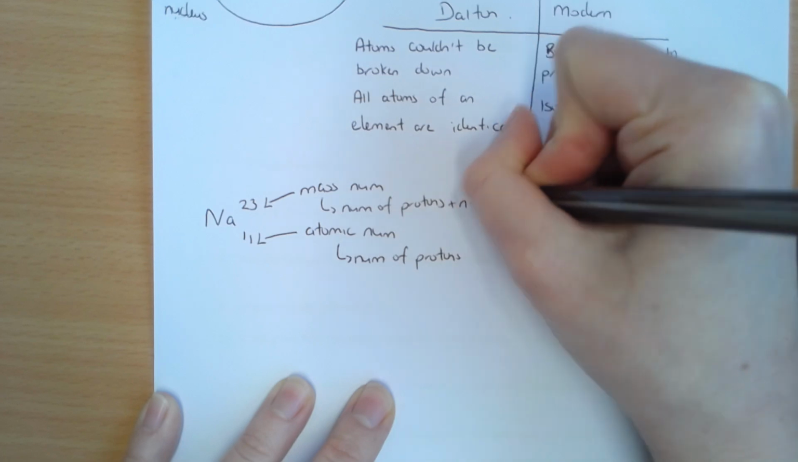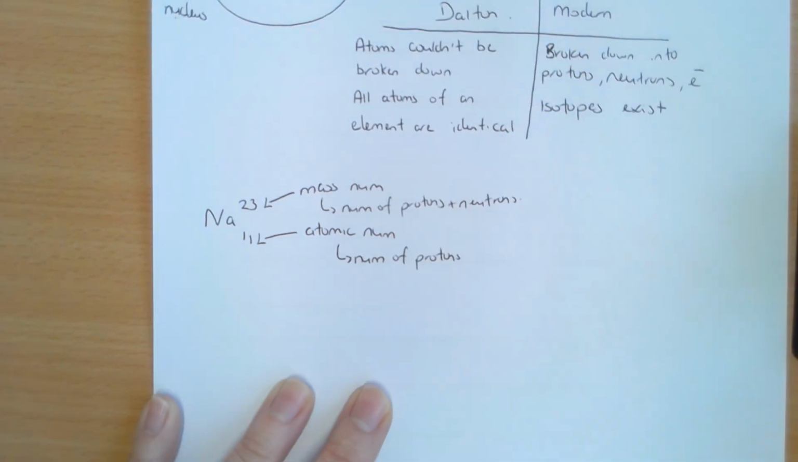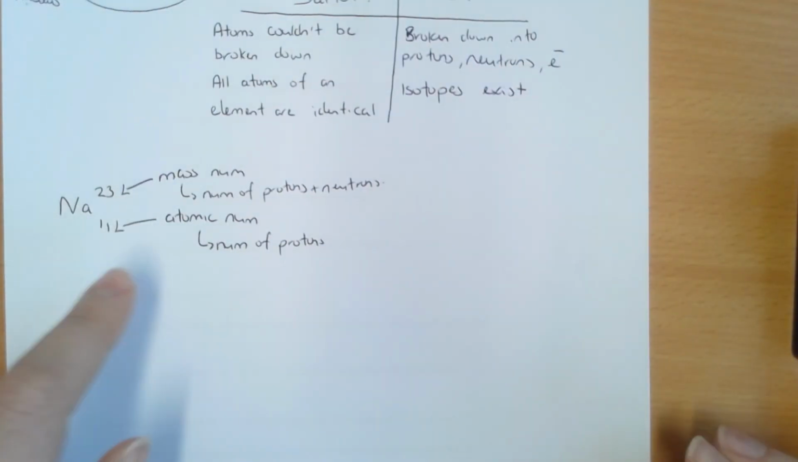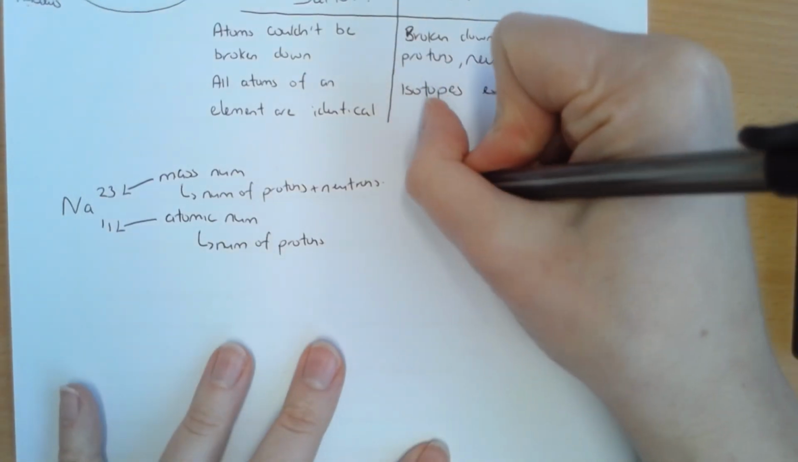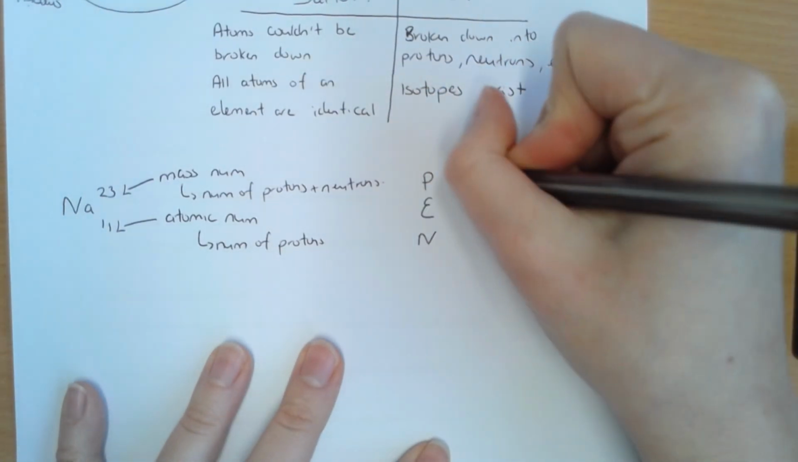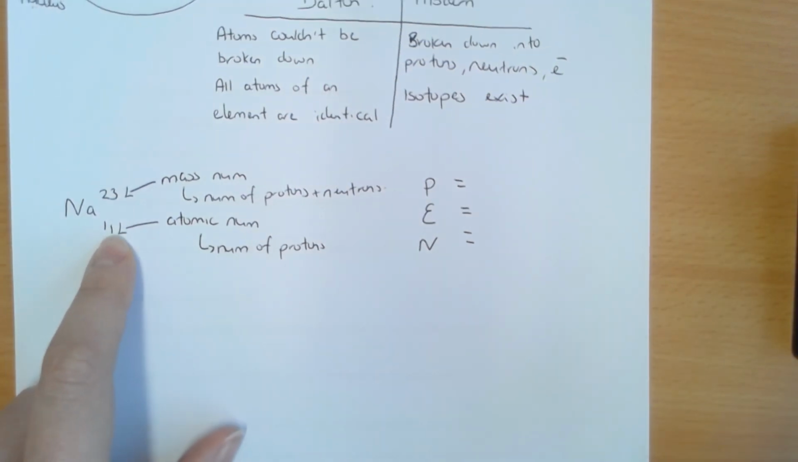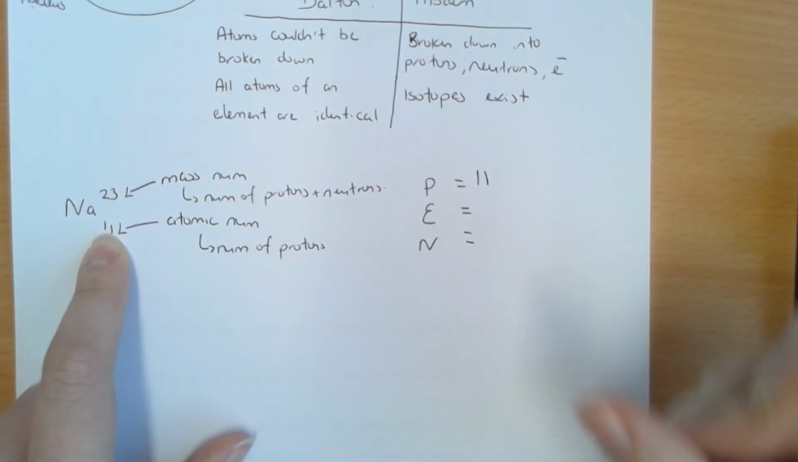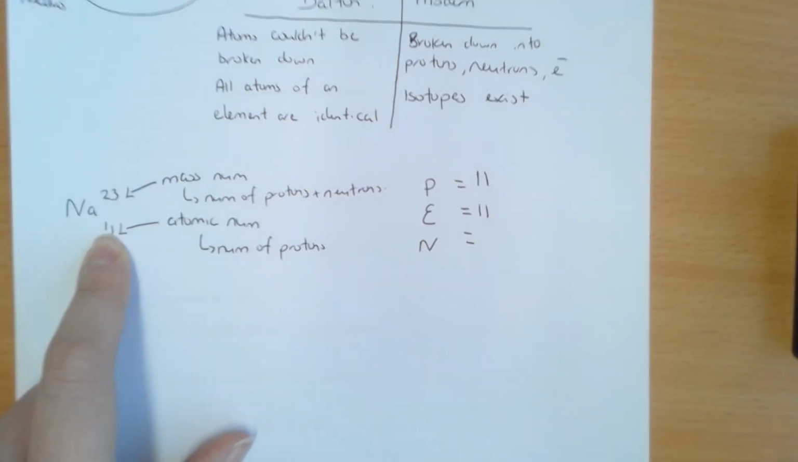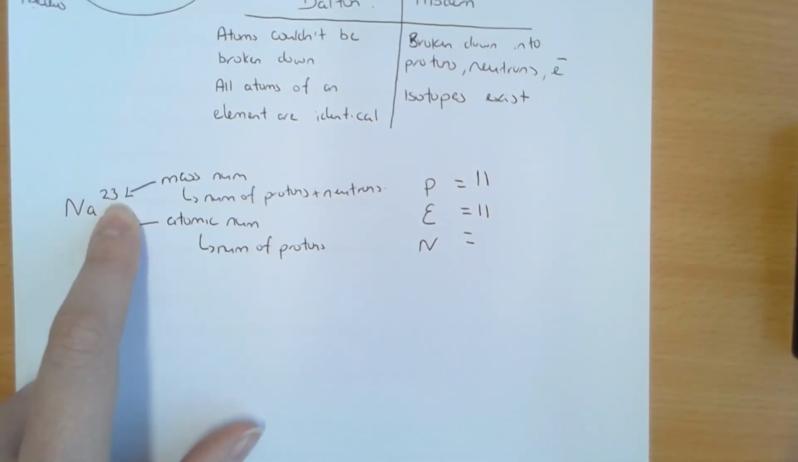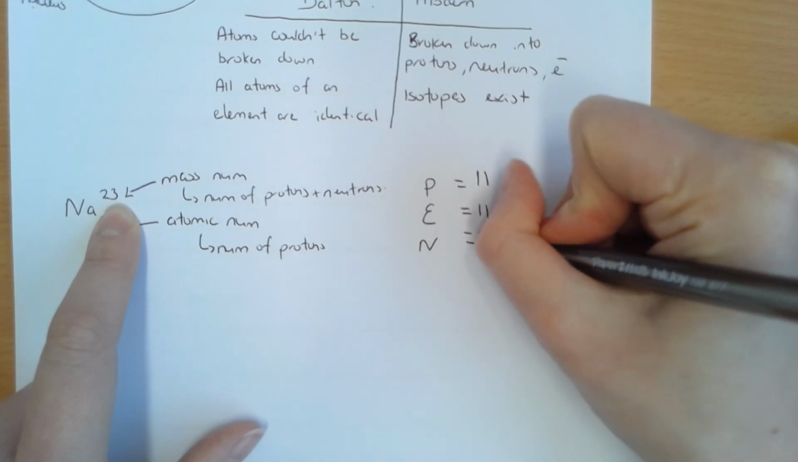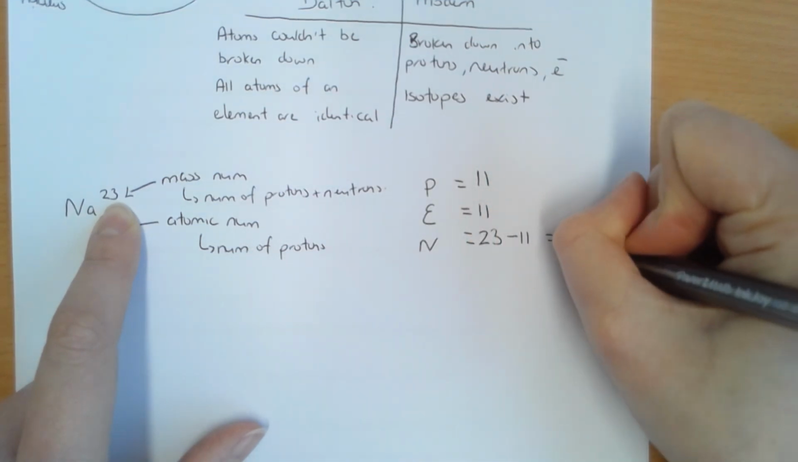They're both of them combined together. So the number of protons and the number of the neutrons. And using these 2 numbers, we can work out the protons, electrons, and neutrons in an atom. So the number of protons is the small number, that's 11. The number of electrons is always the same as the number of protons, so that's going to be 11 too. And then the number of neutrons is the big number minus the small number, and I get 12.